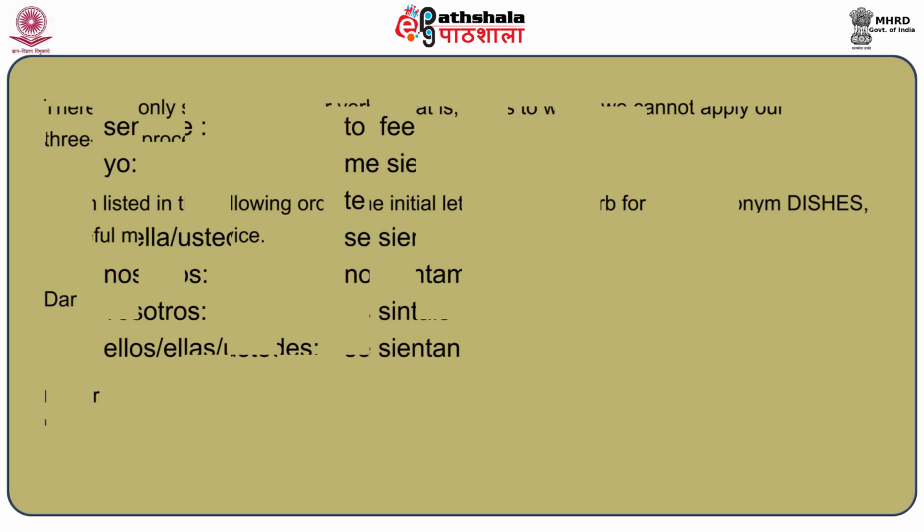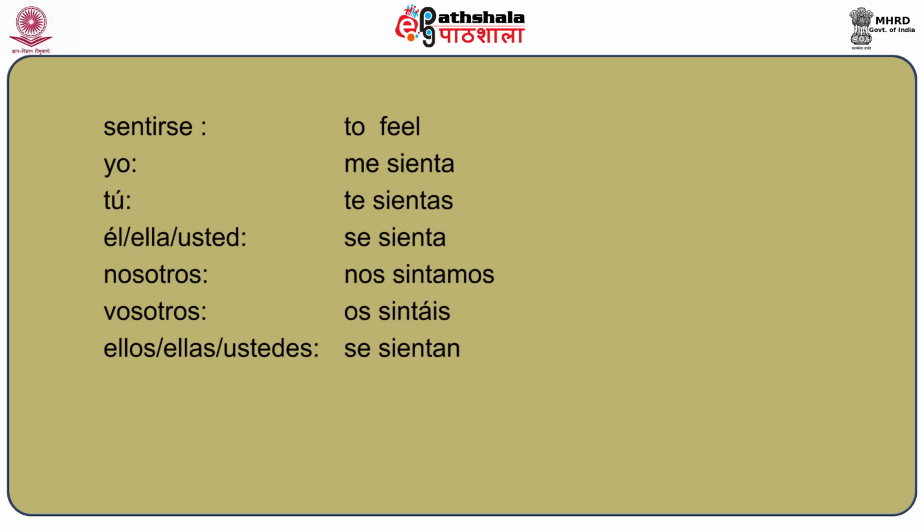The reflexive verb sentirse, which means to feel, is conjugated in the subjunctive in the following manner. Yo me sienta, tú te sientas, él, ella, usted se sienta, nosotros nos sentamos, vosotros os sentáis, ellos, ellas, ustedes se sientan.